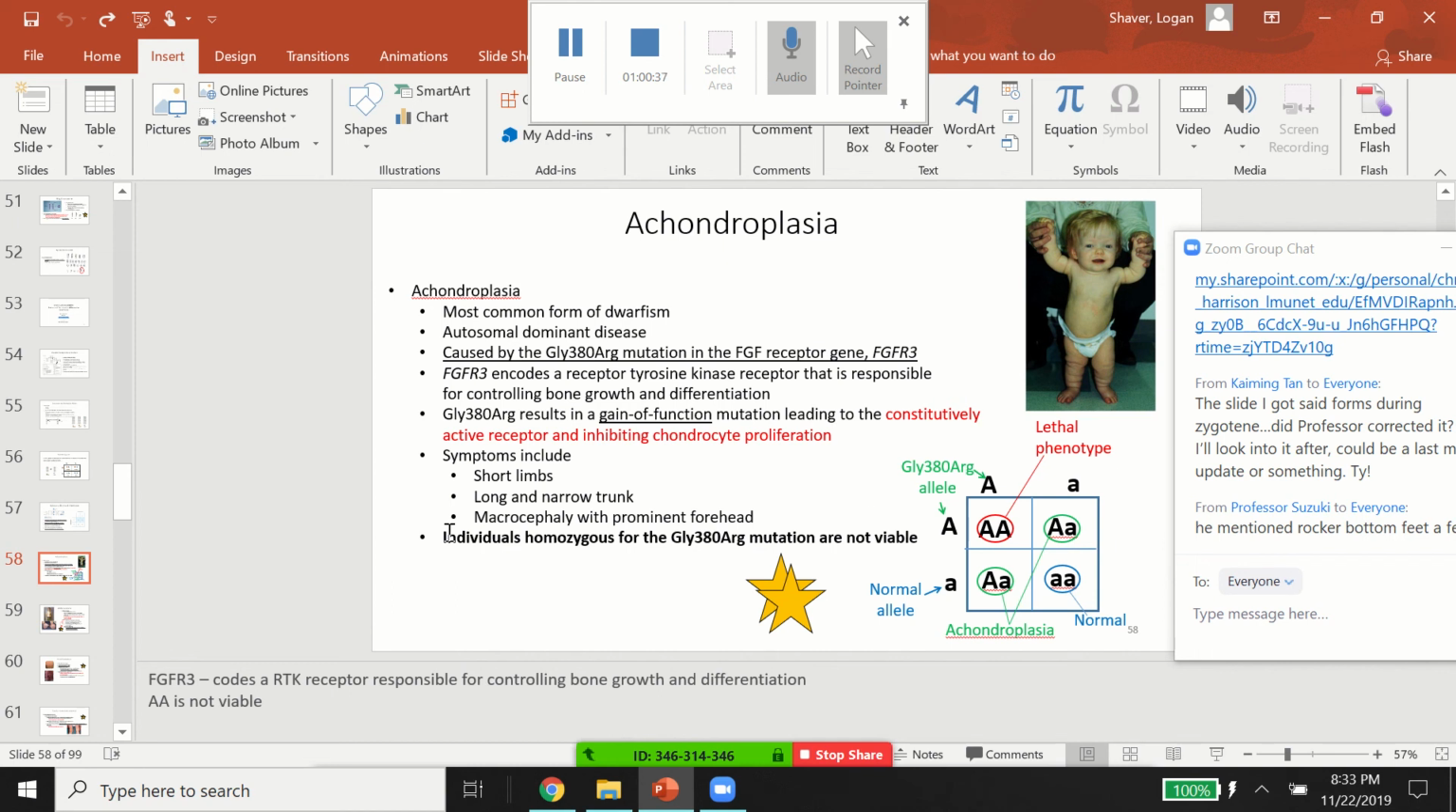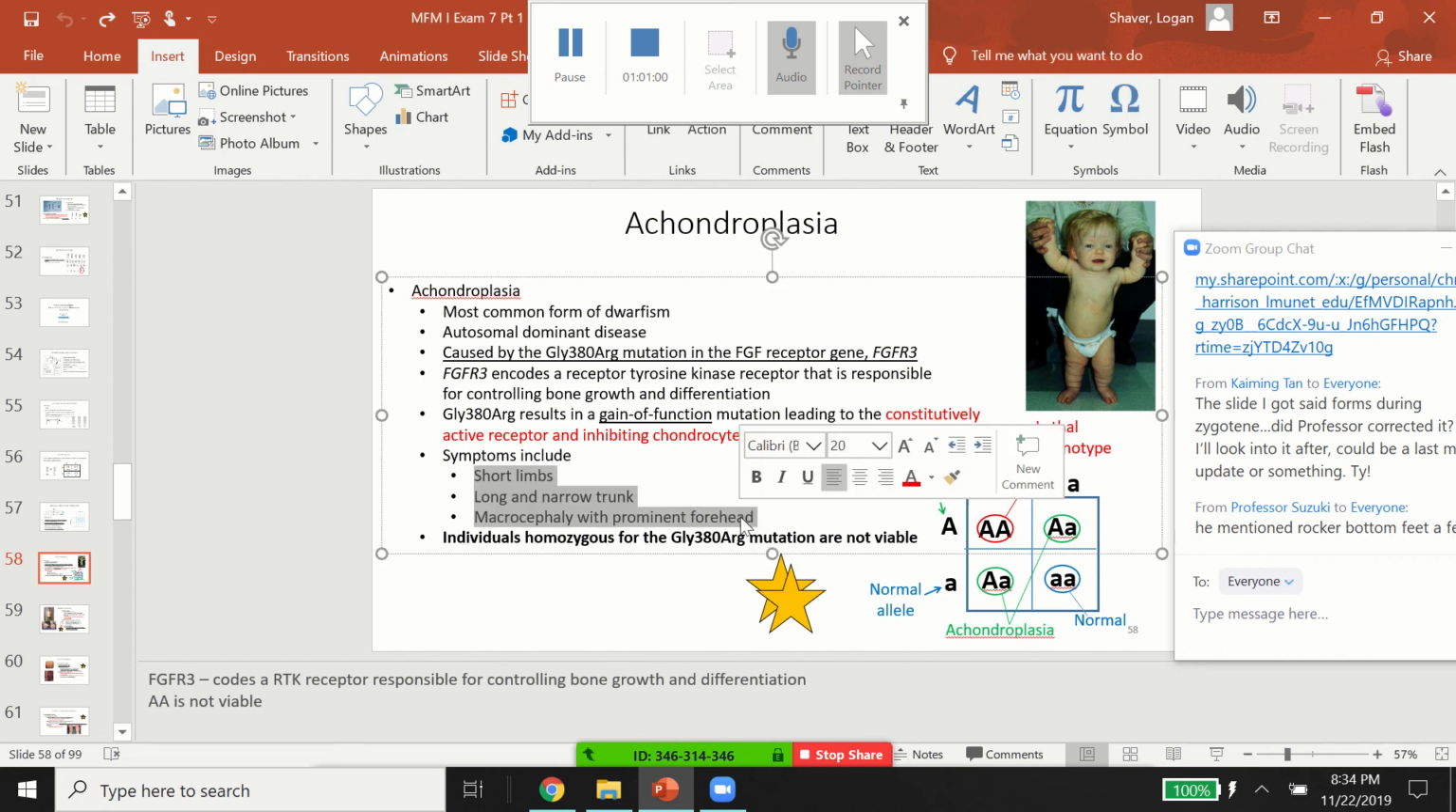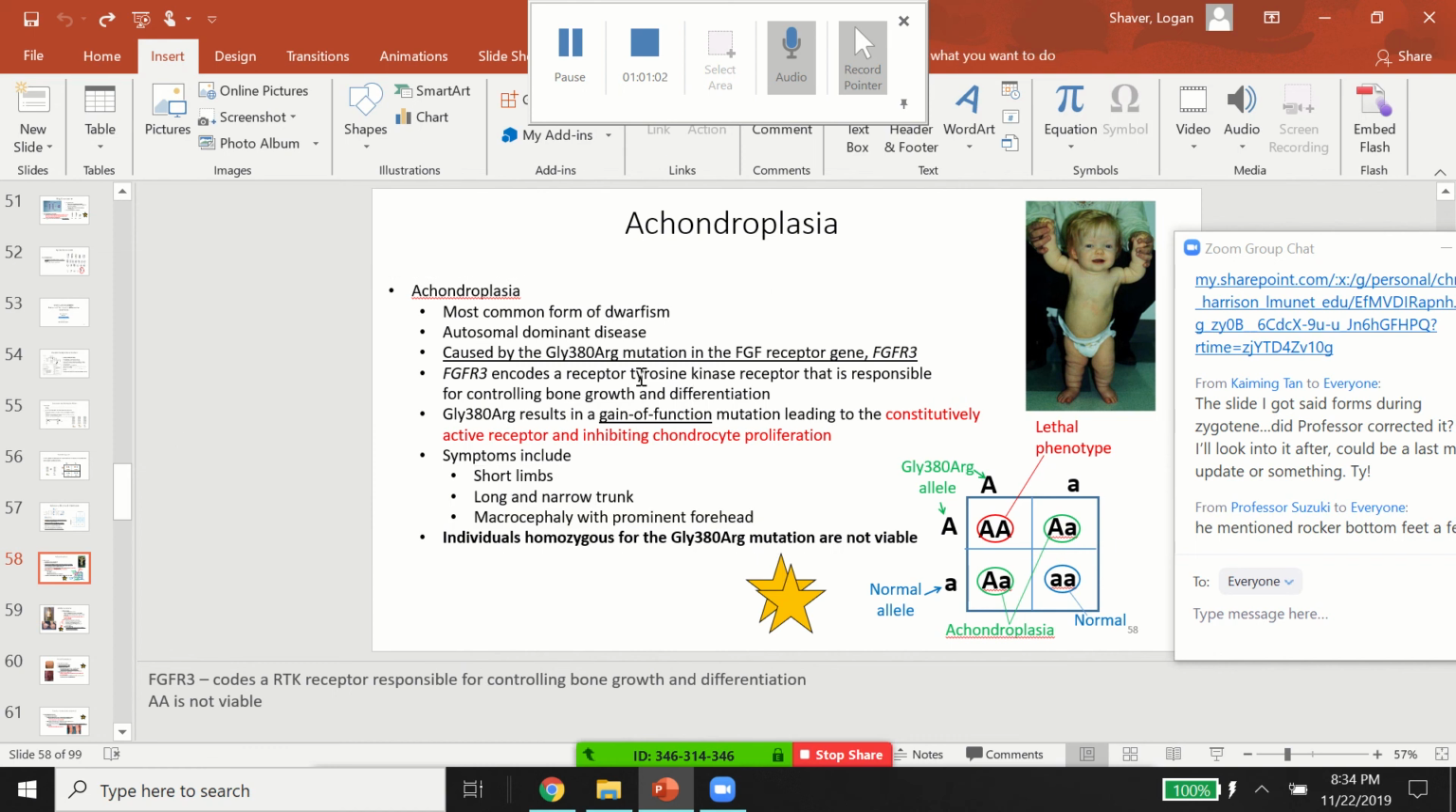Also, make sure to note that individuals homozygous for that mutation do not live. So if you actually had both alleles, that's actually lethal. So those people do not live. So make sure you know that as well. I actually kind of like this diagram in the bottom right. Kind of helps you with that. Once again, always know the symptoms associated, but I'm sure most of you would probably know what achondroplasia would look like, right?